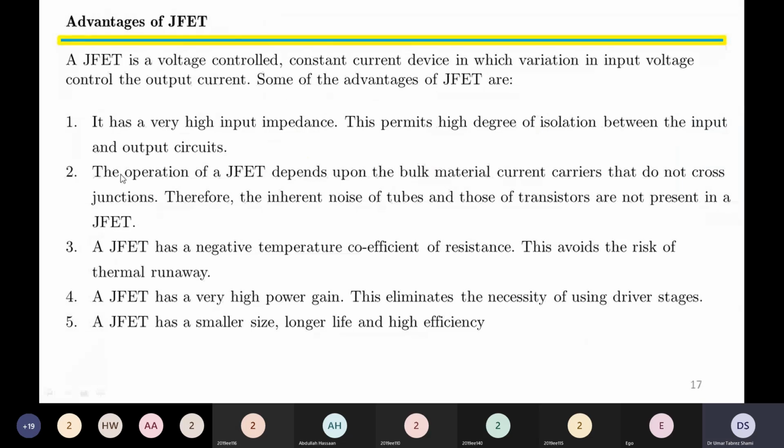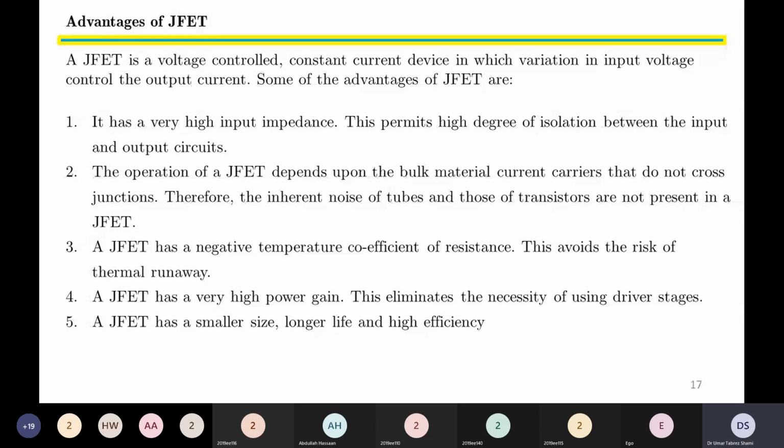So advantage number 2 is that the operation of a JFET depends upon the bulk material current carriers that do not cross a junction. The current coming from the drain to the source does not cross any type of junction. Therefore, the inherent noise of tubes and of transistors is not present in a JFET. So any complex operation observed by the current while flowing through a junction will not be present in the JFET case.